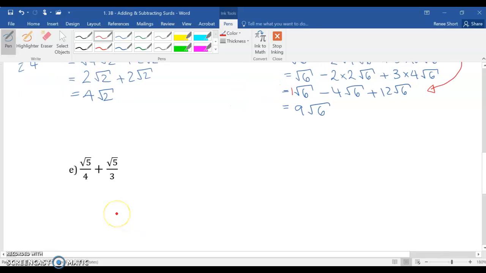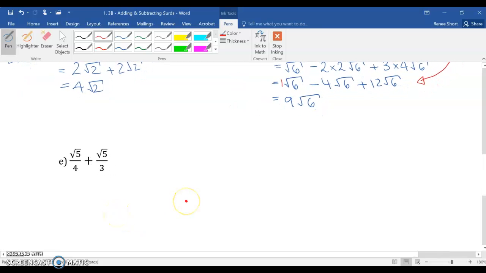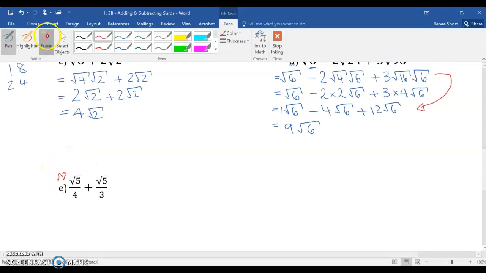The final one here is just a little different. It's got a fraction for us, and so I've got root 5 over 4 plus root 5 over 3. We know that if I'm going to add fractions together, they need to have a common denominator, so I actually need to cross multiply my fractions first of all. And if I'm going to do that, it means over this side I need to multiply both the numerator and the denominator by 3. And on the right hand side I need to multiply both things by 4.